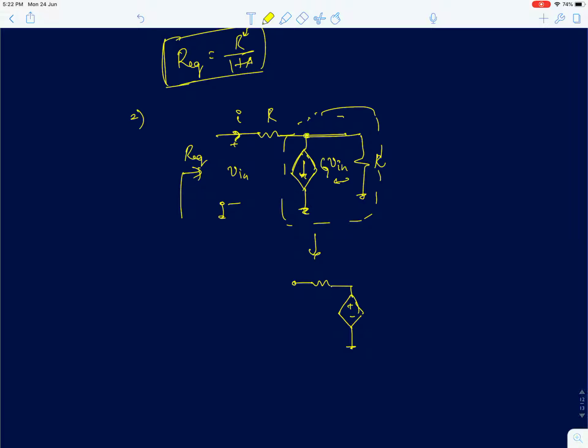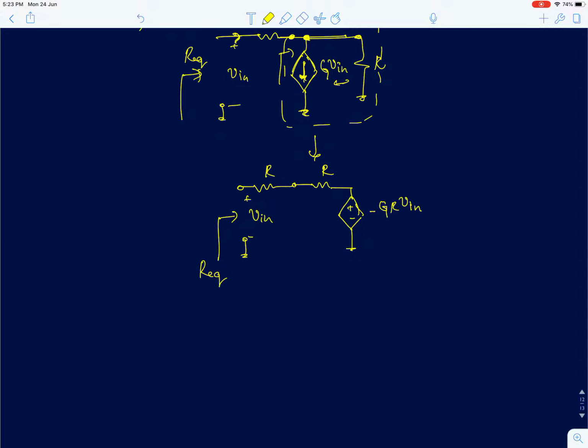The value of this voltage is simply I into R. So in this case the current direction is downward. So the open circuit voltage at this point would simply be minus G R into V in. And the equivalent resistance is simply R. At this point when you find it, it is simply R. And then we have R at this point. So you are supposed to find equivalent resistance here. This is V in. Now this is a very simple circuit. It is now reduced to a very simple circuit to solve.